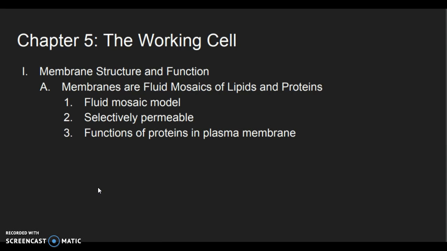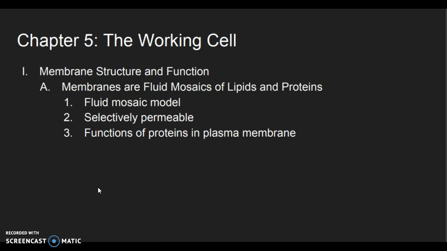So a fluid mosaic model basically says that the plasma membrane is a phospholipid bilayer and it has many different proteins embedded in it. Now in this fluid mosaic model, you're going to have hydrophobic fatty acid tails on the inside, and the outside is going to be hydrophilic heads. Now, the hydrophilic heads are going to be permeable to water and many other polar molecules, whereas the inside of the fatty acid tails, they're not going to be permeable to water because it will be more permeable to nonpolar molecules.